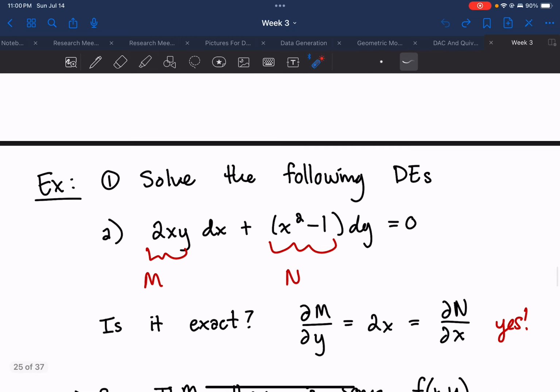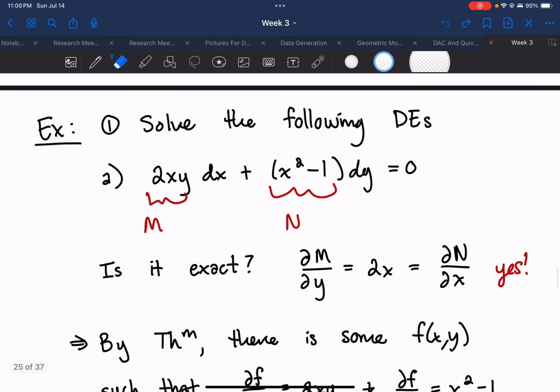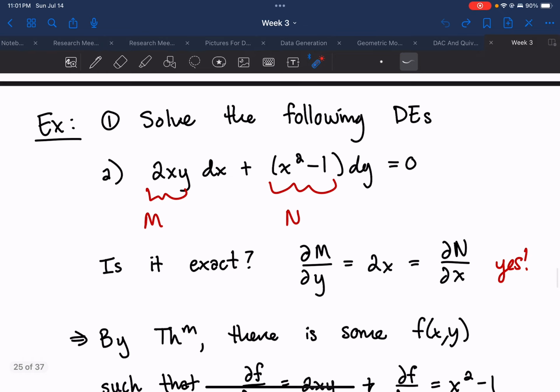Let's see how it works. Here we go. Solve the following differential equations. First one, 2xy dx plus (x squared minus 1) dy equals 0.